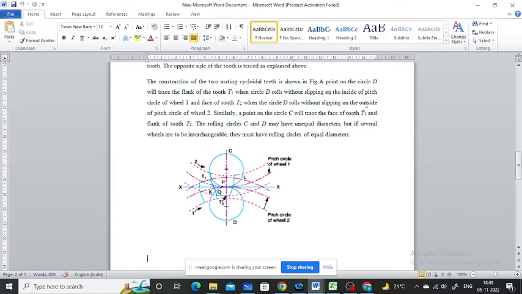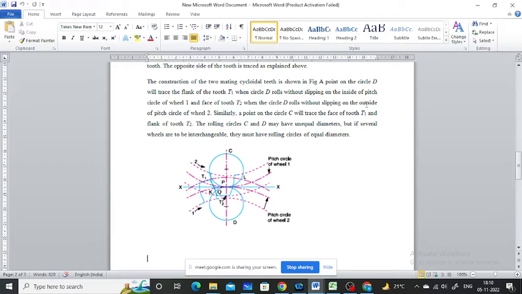ओके, फेस कब बनेगा? जब इनसाइड द पिच सर्कल रोल करेगा और आउटसाइड द पिच सर्कल करेगा तो फ्लैंक जनरेट होगा। Similarly, a point on the circle C will trace the face of tooth T1 and the flank of the tooth T2. ओके, जो आपका D है वो T1 का फ्लैंक बनाएगा और T2 का फेस बनाएगा, और जो C है वो T1 का फेस बनाएगा और T2 का फ्लैंक बनाएगा, जो कि हमें डायग्राम में दिख रहा है.